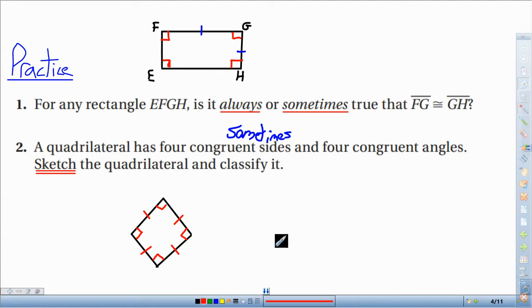Okay, now that we've drawn it, let's classify this thing. What is it? Well, 4 congruent sides, 4 right angles. This thing's a square. Something to keep in mind also is that it is a rhombus and a rectangle, but that's implied when we say something's a square. Okay, keep that in mind. All right, so let's keep moving.